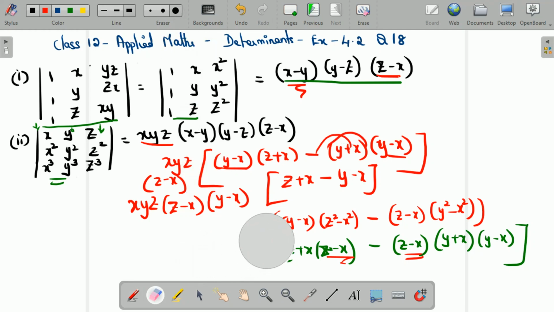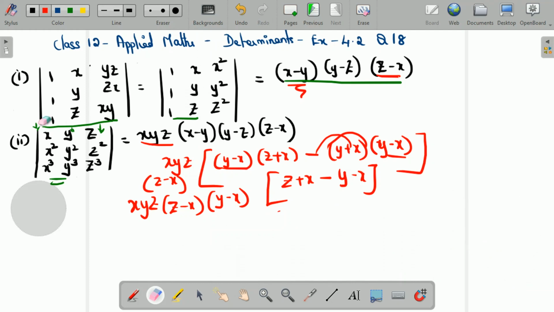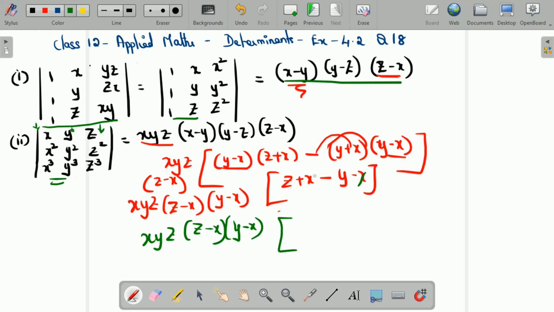Now let's simplify and see if we are getting the desired result. So now let's write it. So this is xyz, (z minus x), and you have a (y minus x). This on simplification, x and x will go, so you will get a (z minus y). Now the z minus y is written here as y minus z, so I will be taking a negative sign outside, and here it becomes x minus y. I can put the negative term inside.